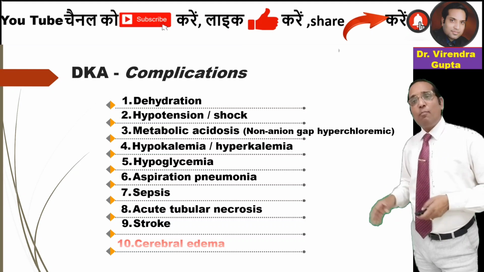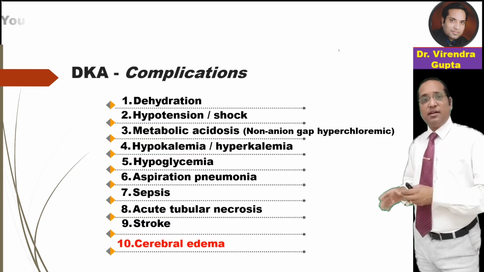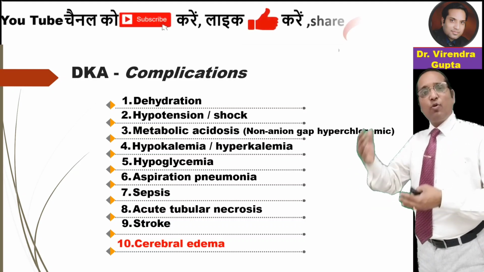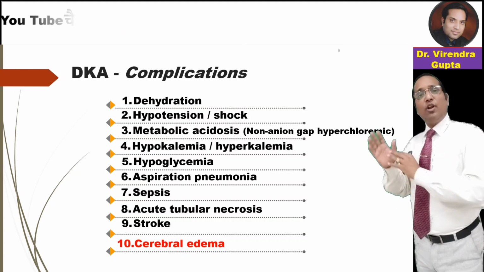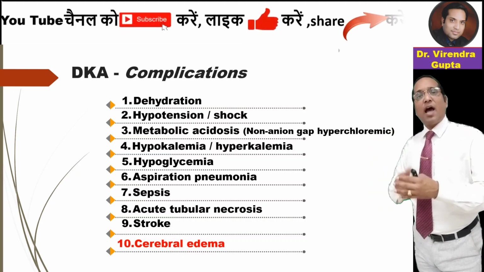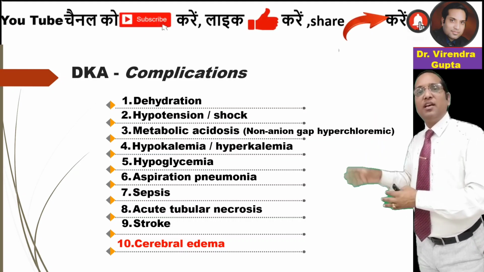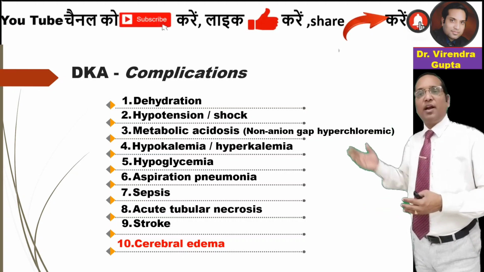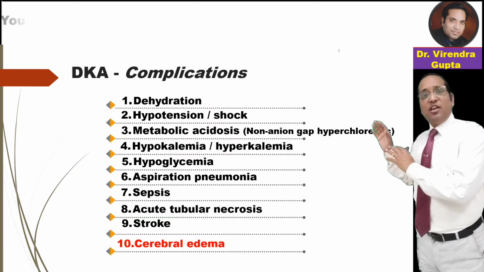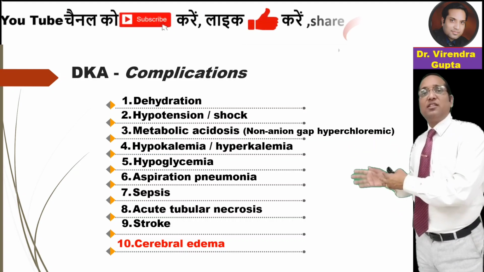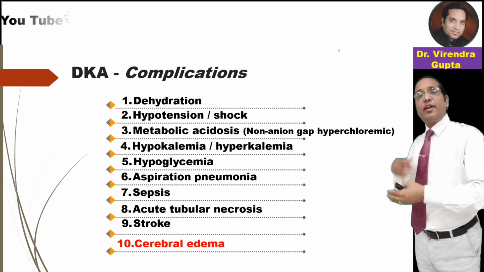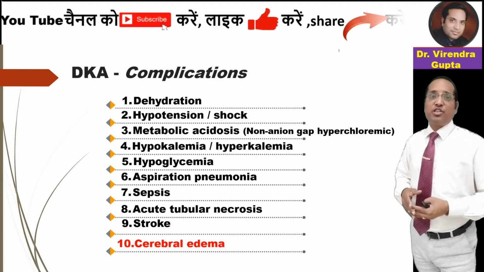So guys, complications of DKA include dehydration, hypotension or shock, metabolic acidosis, hyperkalemia, hypernatremia, and hypoglycemia, which is very important due to the insulin treatment. There may also be aspiration pneumonia, sepsis due to infection, acute tubular necrosis, or stroke.